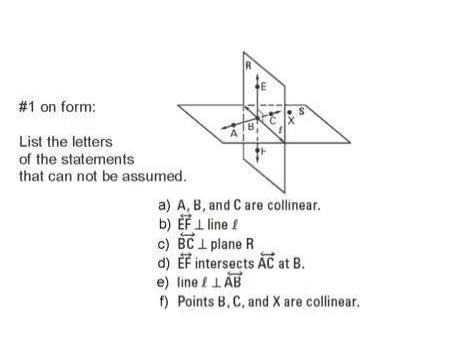In your form number 1, you're asked to answer a question. I would like you to list the letters of the following statements that cannot be assumed. Only list the letters divided by a space.